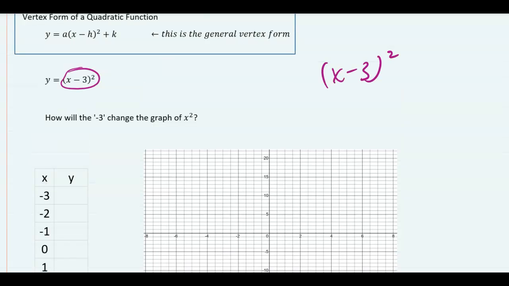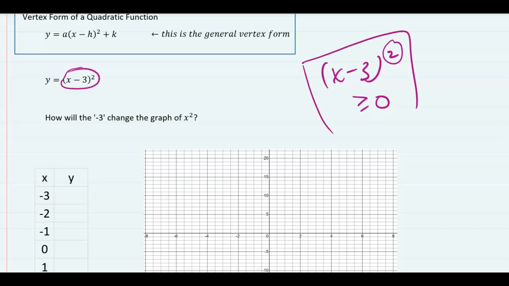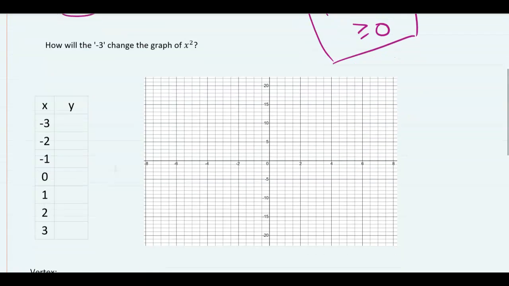X minus 3 is being squared, isn't it? So (x minus 3) squared can't be negative. (X minus 3) squared is always greater than or equal to 0. That's a curious and important aspect of the squaring function again. Let's fill out this table now.